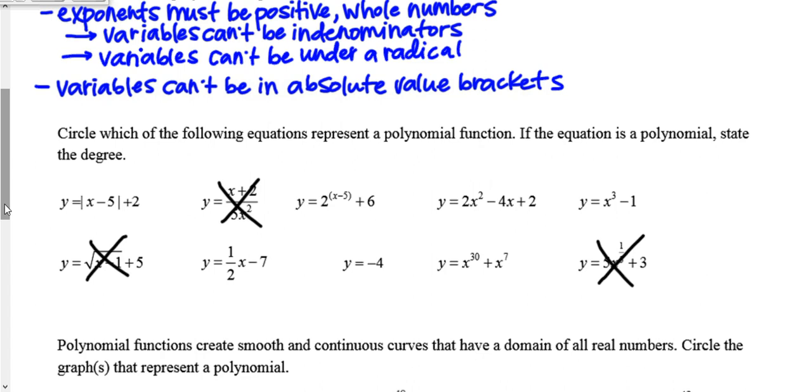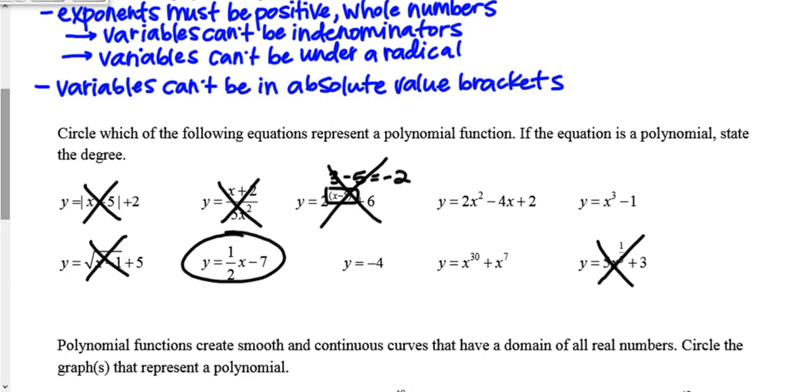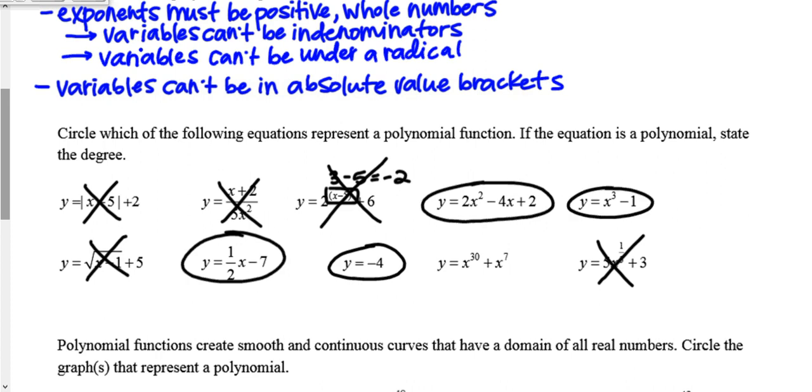And then also I want to talk about this equation right here, specifically the exponent. So if exponents must be positive whole numbers, what would happen if the x value was a 3? Then this exponent would be a negative number. Now it could be positive, but it also could be negative. So because there's that variability, we're going to get rid of it. And then the last thing that we know to be true now is that variables can't be in absolute value brackets, so we're going to get rid of that first equation. So everything remaining is a polynomial, and the one I just circled, that's linear. So I already told you that's a polynomial. This is also linear. This is a quadratic, which is a polynomial, and these remaining two equations are both polynomials as well, and we'll learn more about them.